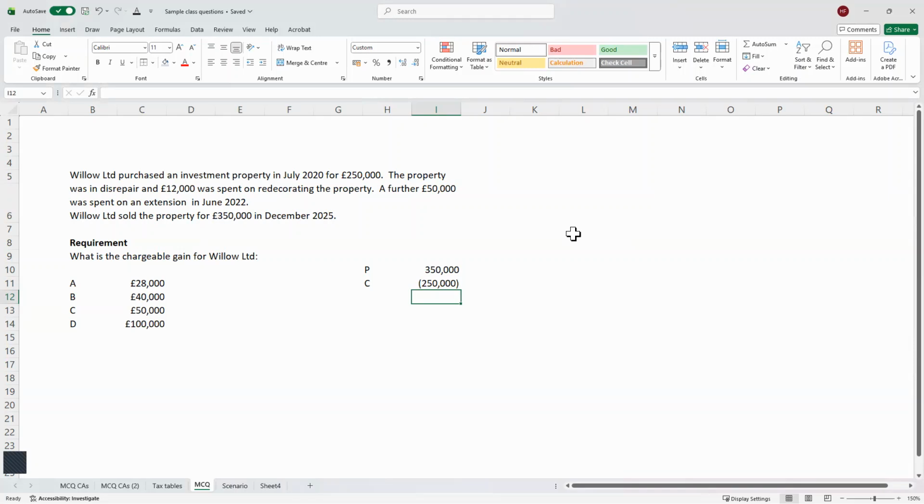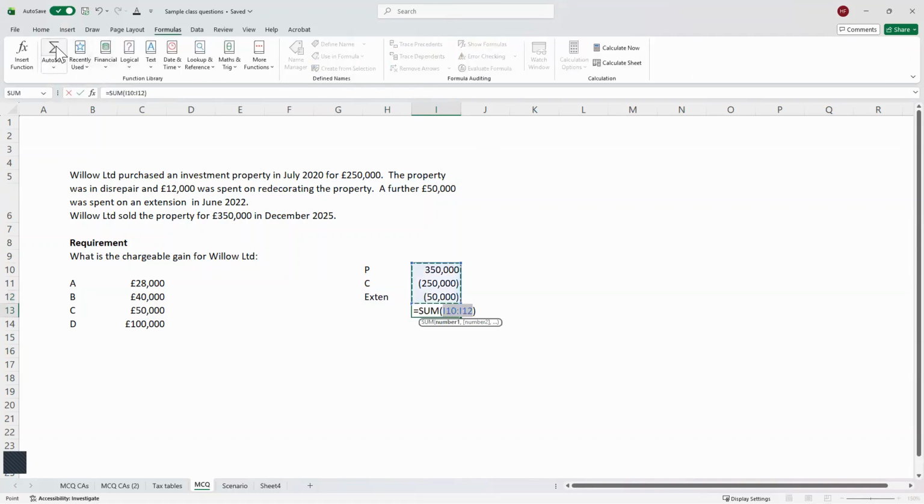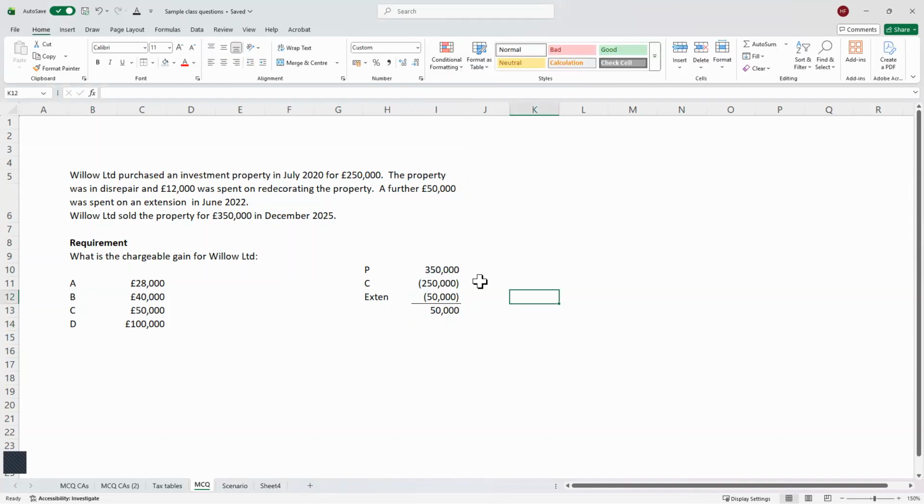There would be no cost available here to deduct from the proceeds, as this relates to normal maintenance of the property. It hasn't enhanced the asset at all, it's just redecorating, so it's a revenue cost and would not add to the capital cost here, so we wouldn't take off the redecorating of the property. But in terms of the extension in June 2022, this will have enhanced the value of the property and is a capital cost, so we can take off the extension cost from June 22, which was £50,000, which would then mean our gain would be £50,000. So the answer here would be C, £50,000.